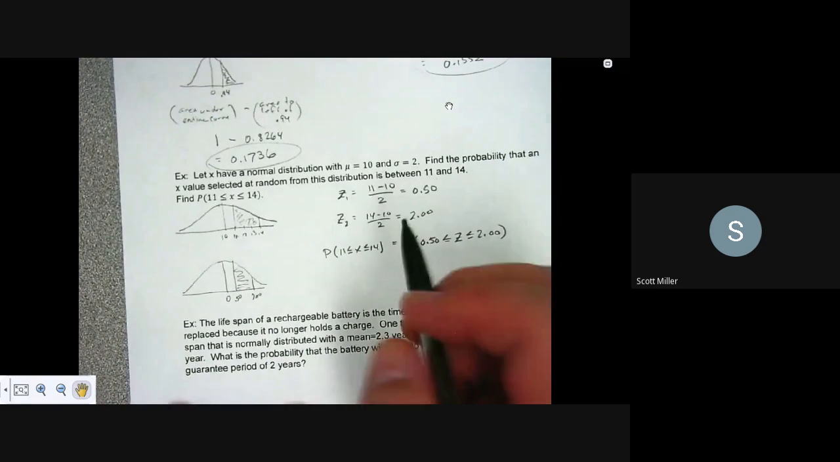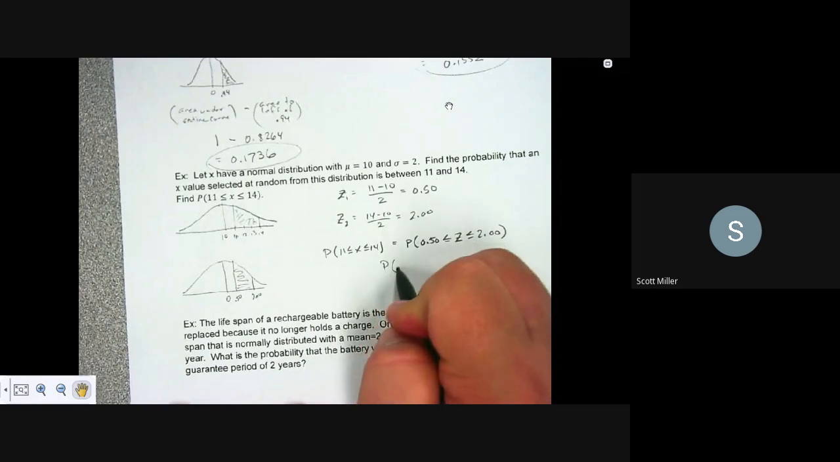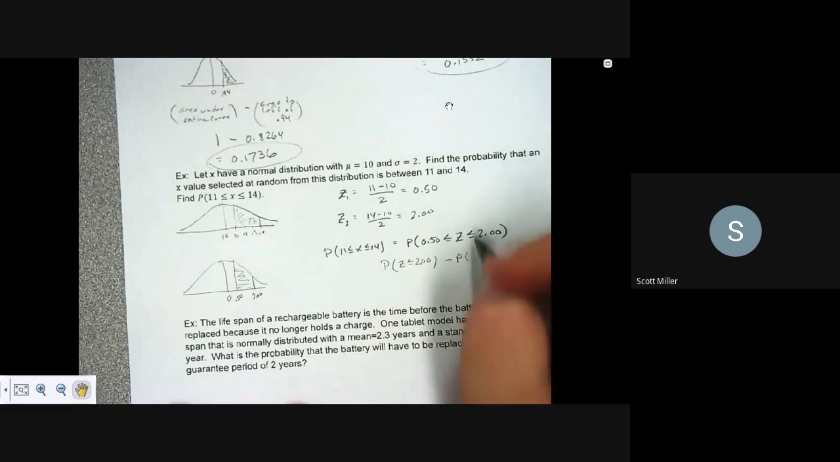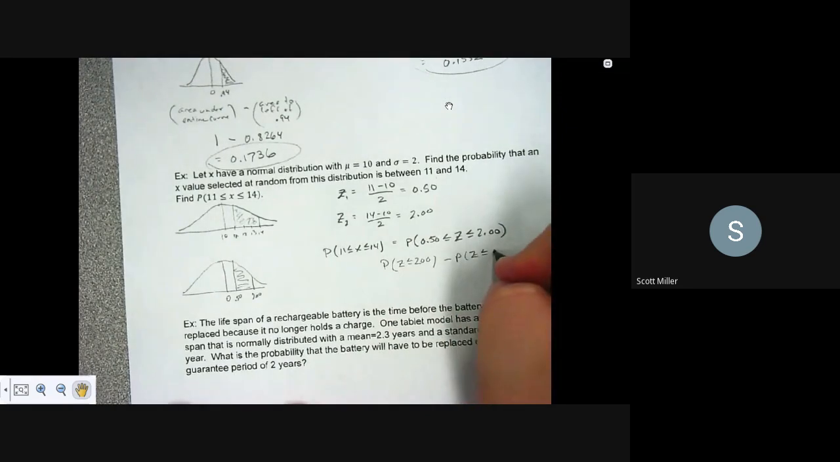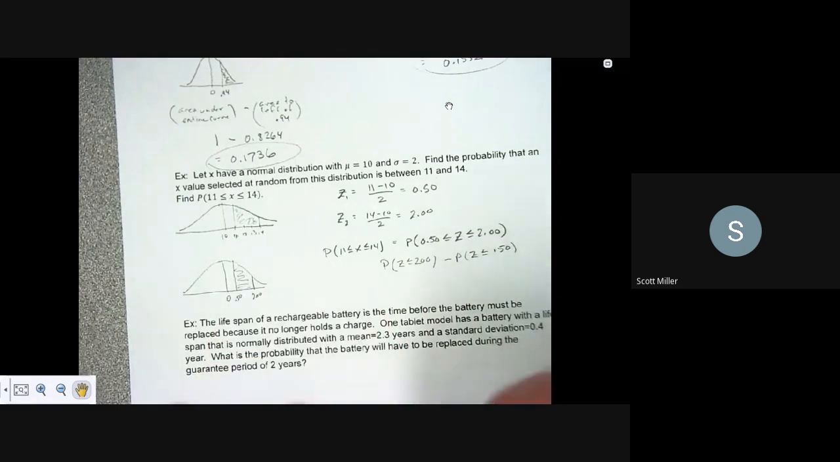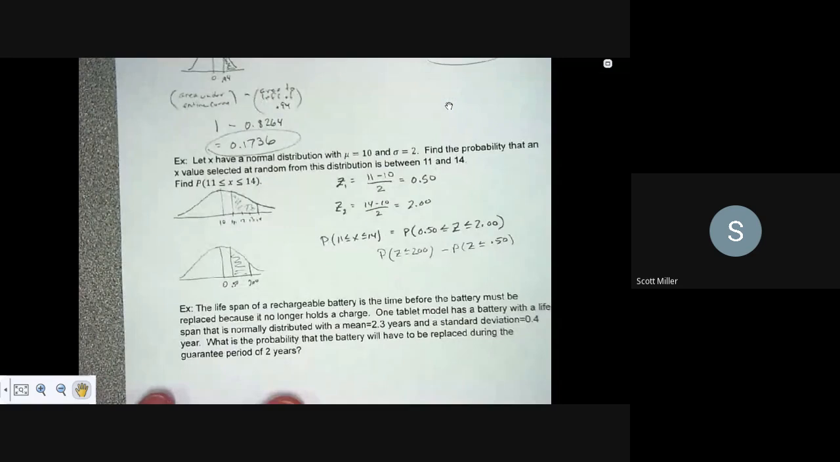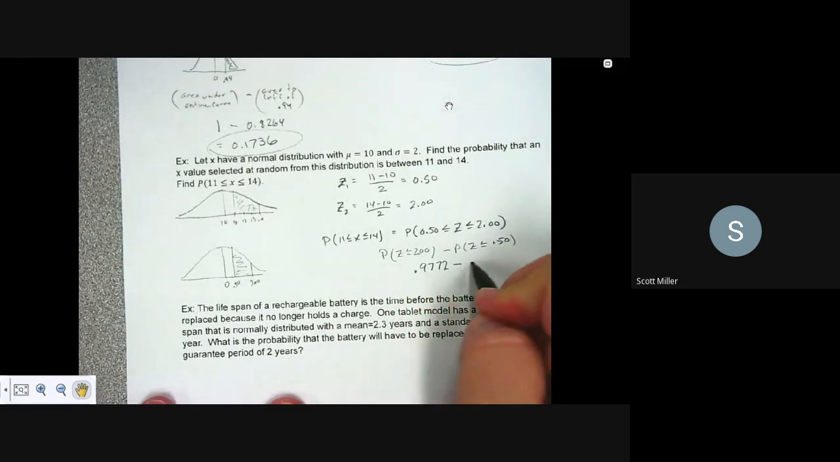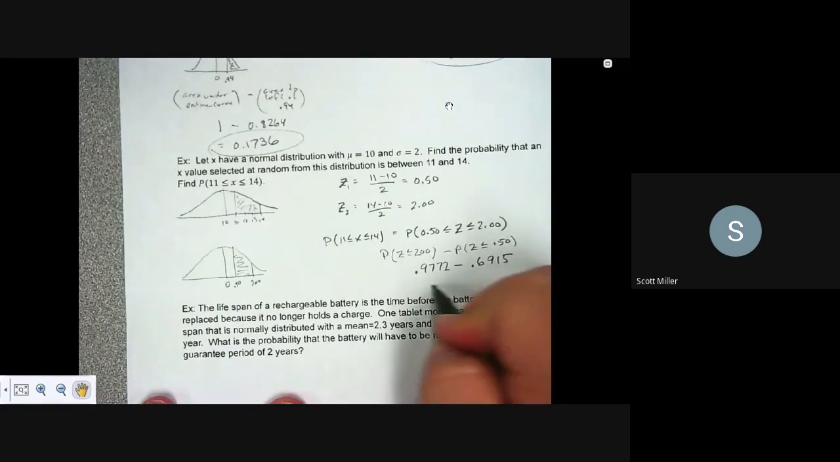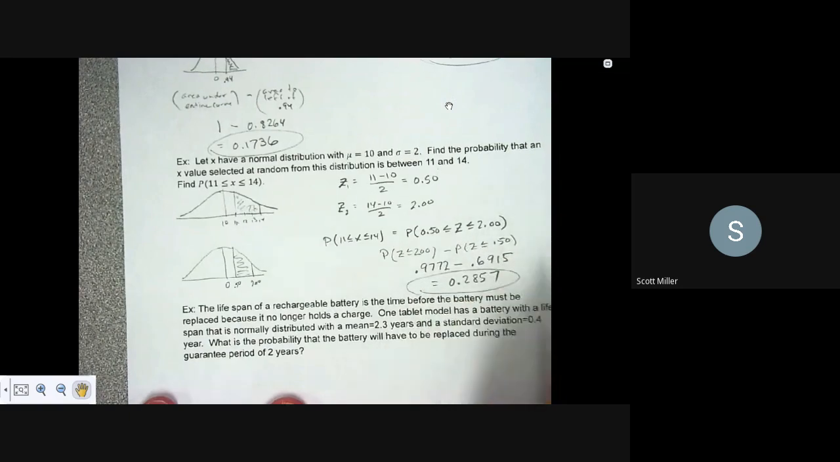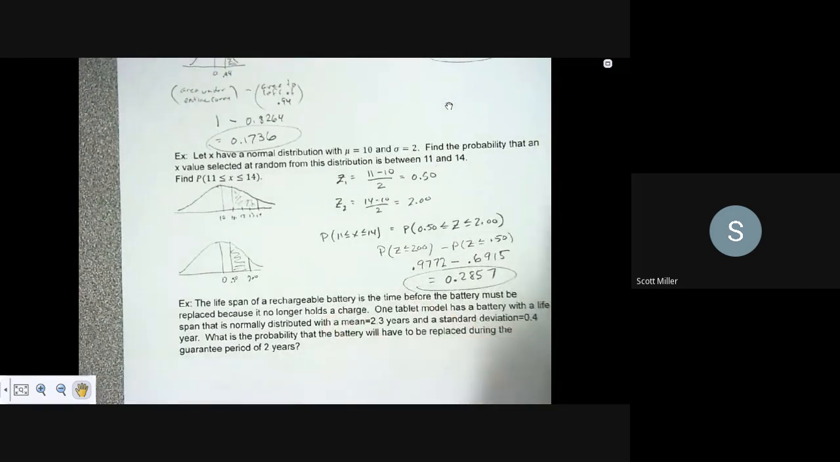So how do I do this? I want to find the probability that the z-score is less than 2 minus the probability that the z-score is less than 0.5. So that one minus that one gives me what's left over. We go to our table, we look these up, and when we do, we'll get 0.9772 and 0.6915. And when you subtract them, you're going to get 0.2857. And that is the probability that the X will land between 11 and 14. Okay?